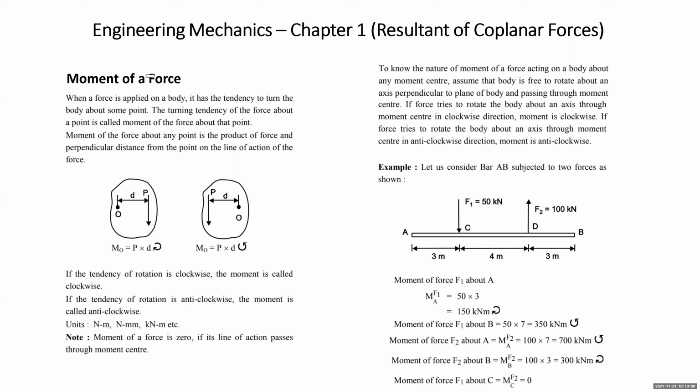We start with the moment of a force about a point. When a force is applied on a body, it has a tendency to turn the body. The turning tendency of the force about a point is called the moment of the force about that point. It is numerically equal to the product of the force and the perpendicular distance from the moment center to the line of action of the force. If the force tries to rotate the body in clockwise direction, the moment is clockwise. If the force tries to rotate the body in anti-clockwise direction, the moment is anti-clockwise.